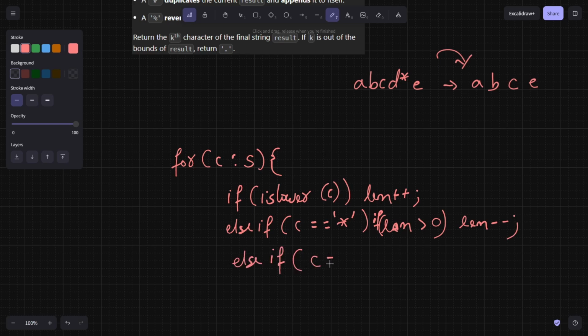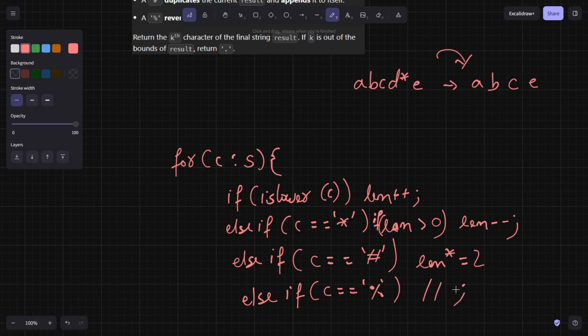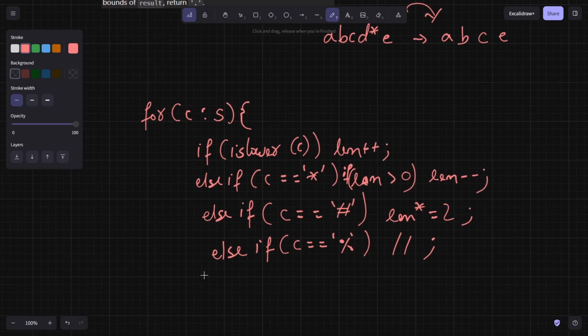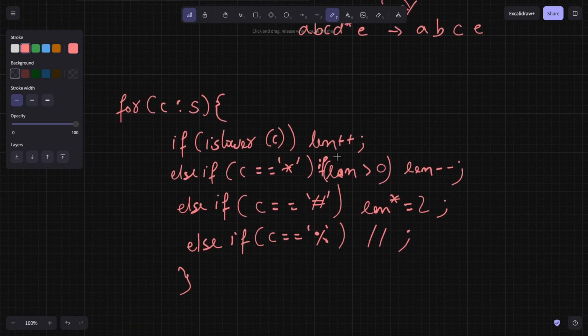Else if C is equal to hash, the length becomes twice. Else if the character is modulo, it only reverses, so I don't think we do anything with the length. That's how we calculate the length. In asterisk we do length minus minus, in hash we multiply because we are duplicating the entire string, and in modulo we are just reversing, so it doesn't affect our length.